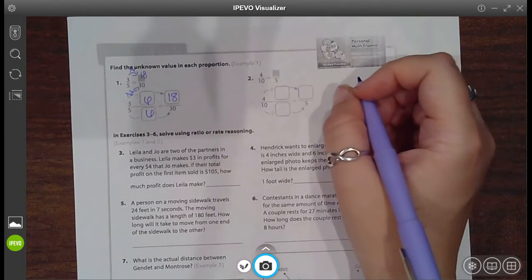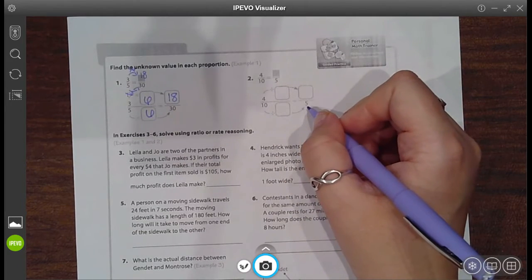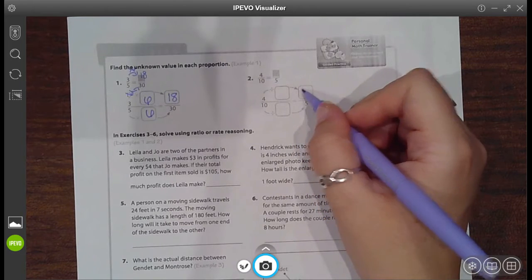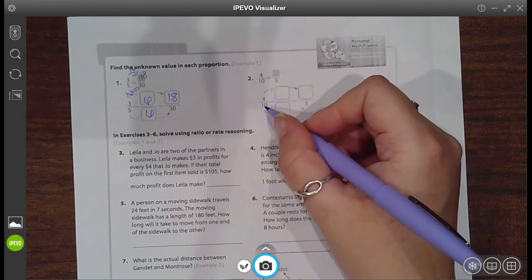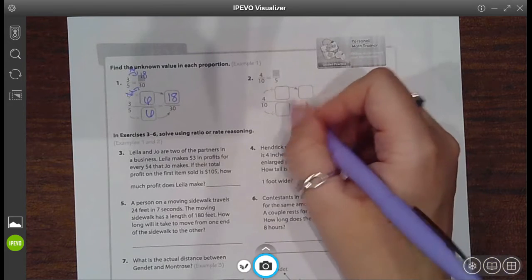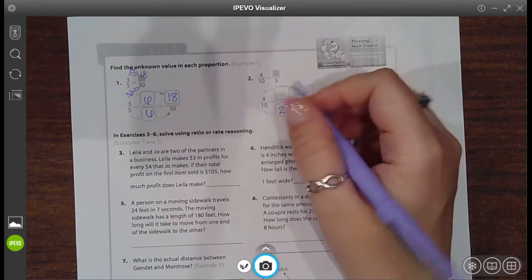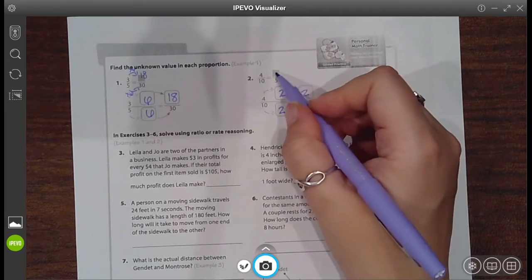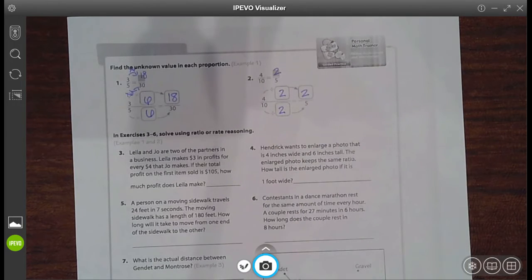So they have from here to 5. I always want to go towards the direction of my unknown. So it's not 5 times 2. It's actually, what do you do to the 10 to get to the 5? I'm actually dividing by 2. So then do 4 divided by 2, and you get 2. So 2/5 is the same as 4/10, because that's what 4/10 reduces to, 2/5.